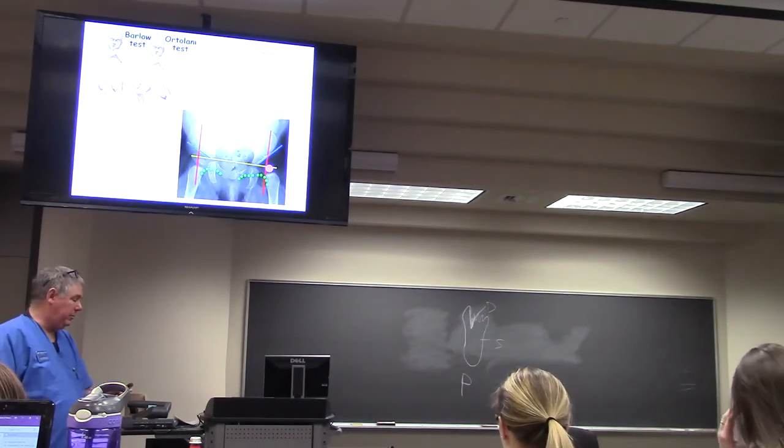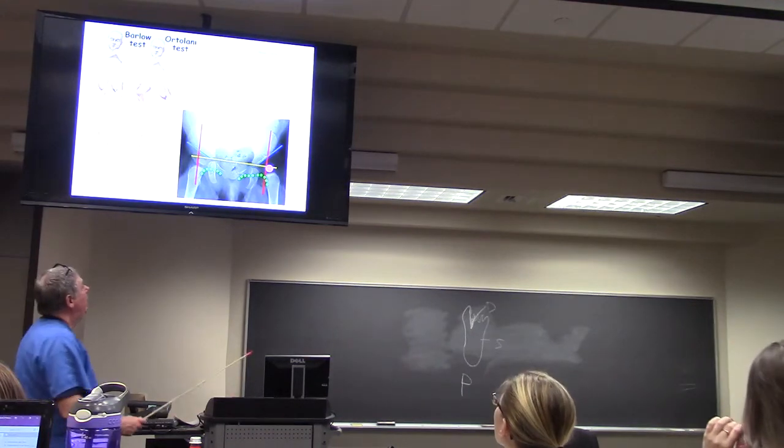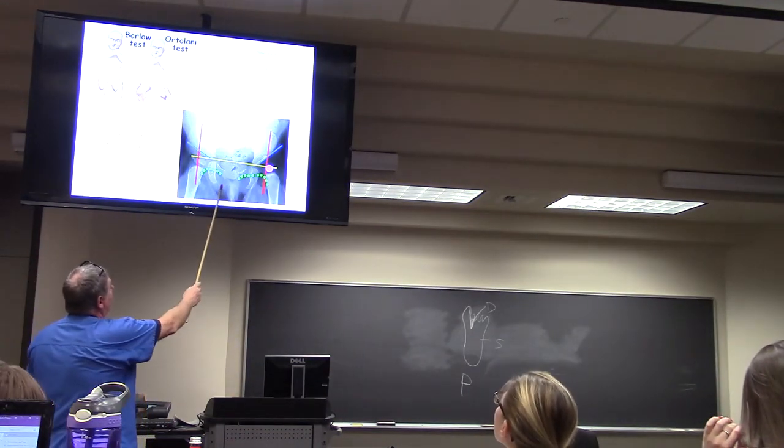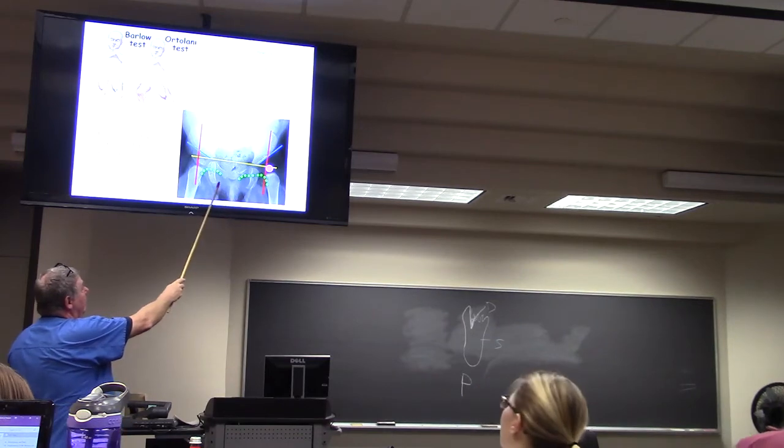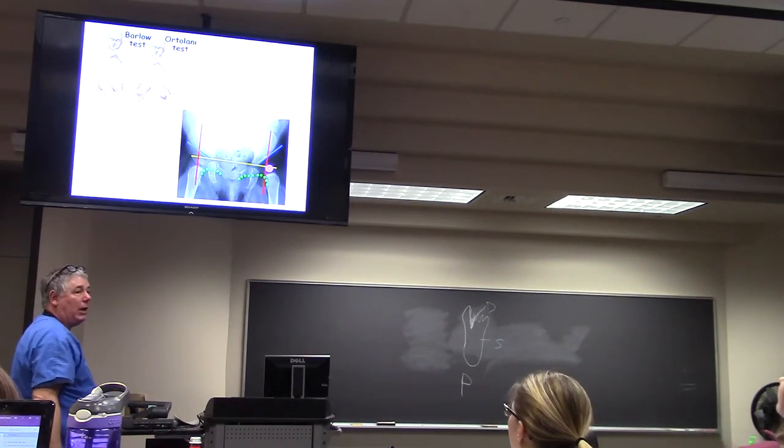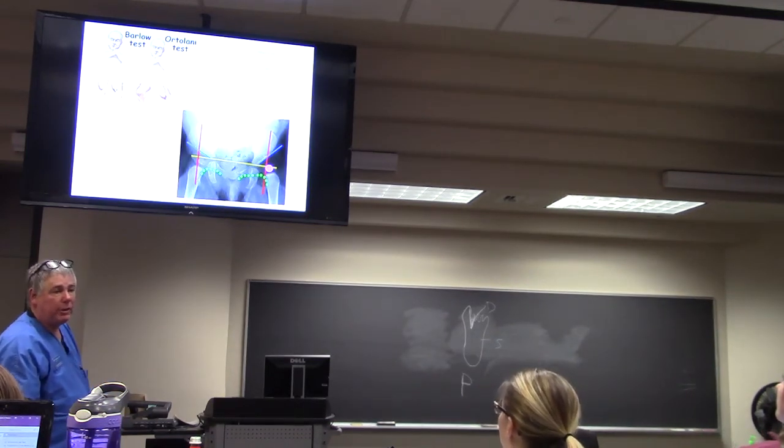So those are the Barlow and the Ortolani tests for congenital hip dysplasia. You can see in an infant, not much of the pelvis or the femoral head is ossified yet. There's still most of the cartilage.